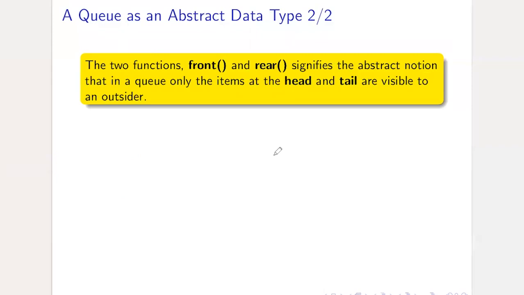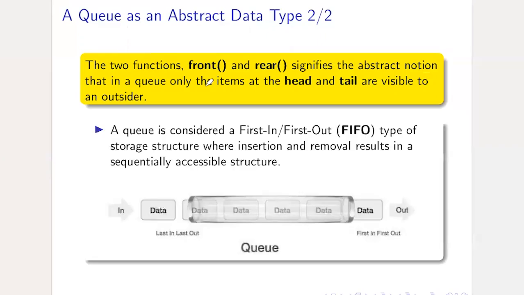As I just mentioned, this is the abstract idea that in a queue both the front, the head and tail, are visible to an outsider. Here's a diagrammatic view. The short notation we use for a queue data structure is FIFO, which says first in, first out. We could also say last in, last out, but LILO is not a commonly used term to describe a queue.